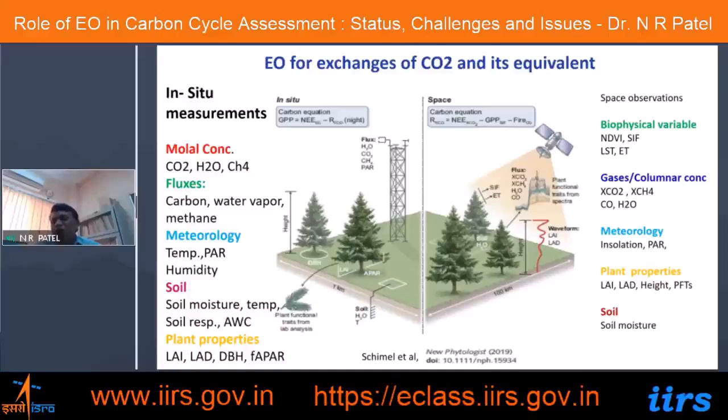Then LST, land surface temperature, and evapotranspiration, because evapotranspiration is closely linked to photosynthesis. So based on evapotranspiration, we can also quantify the amount of carbon being fixed, because both are reciprocal processes.